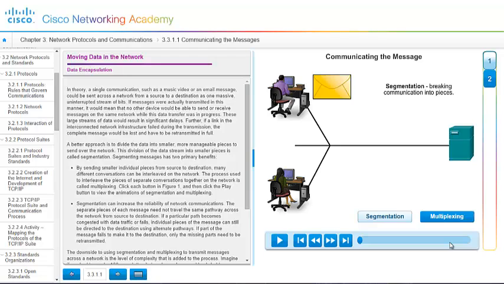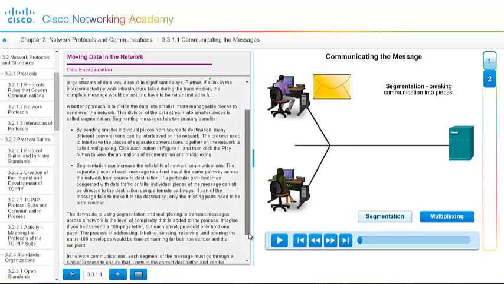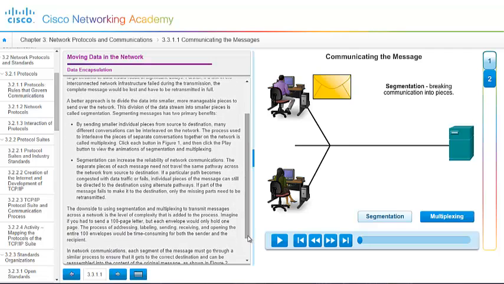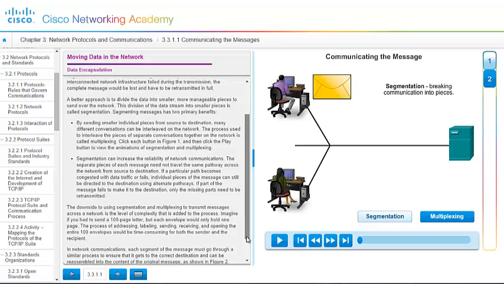Next, we'll talk about moving data in the network. Data encapsulation is what we're going to talk about. In theory, a single communication such as a music video or an email should go as one unit. However, they're too large to do that through the system, so they have to be segmented and the data has to be encapsulated.